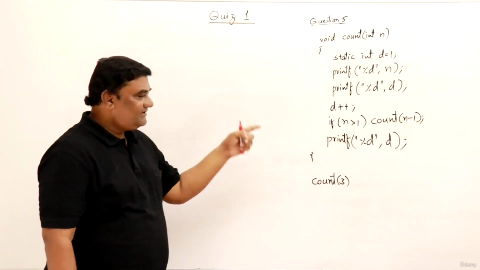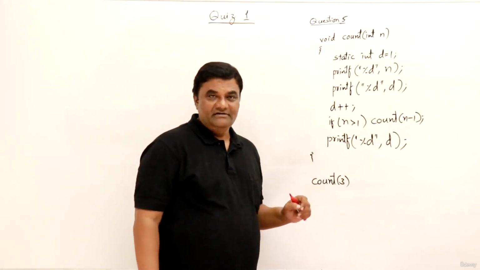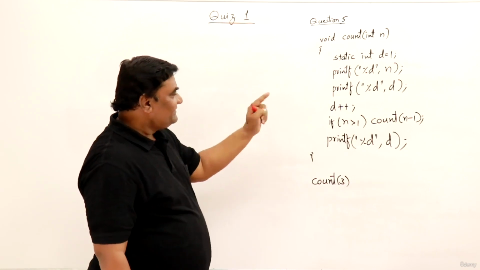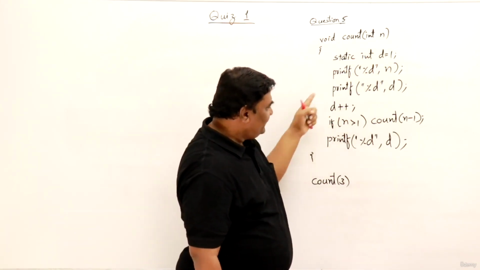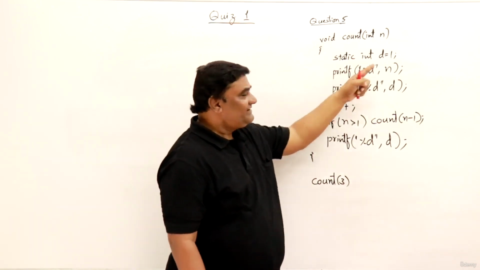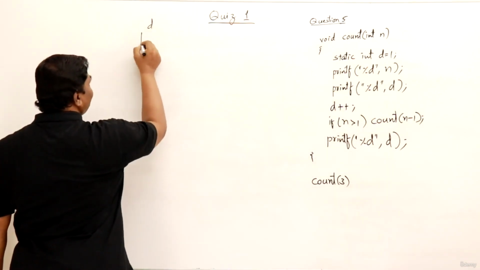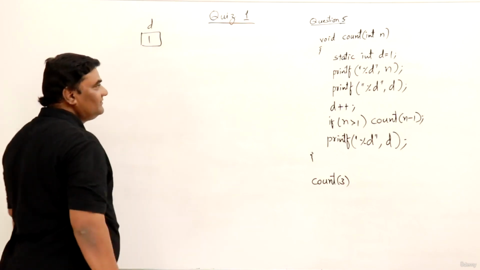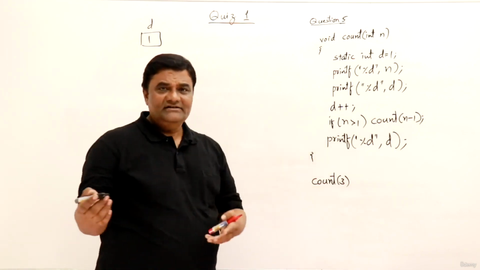See, this is the program given. This is a function and it is called for value 3. If you read this, the variables are n and d. Only two variables are there. But d is static. You remember, when you have any static variable, you should take it separately. So let us put it as 1. Now what is there inside? Just printfs are there, so it's easy.